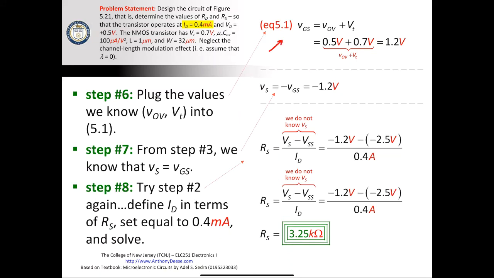So I showed you how to do this, showed you how to do this. Now, let's go ahead and plug this into our equation for RS, which this was the only unknown. So we have minus 1.2 volts we subtract out a negative 2.5 volts, divided by our 400 milliamps. Now we do know Vs, and so that gives us an answer which is 3.25 kilo ohms.